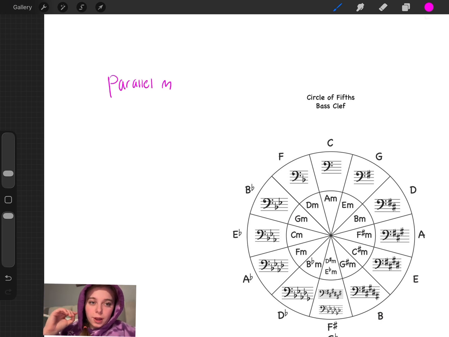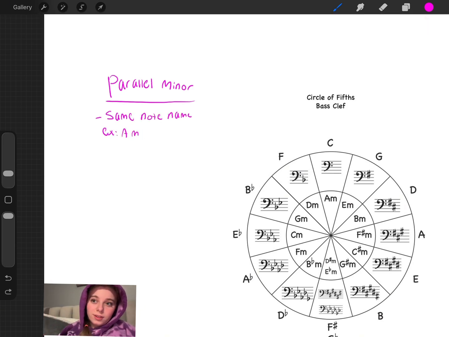Okay, on to some definitions. So, parallel minor. That is the same letter name, but the minor key. For instance, think of A major versus A minor. Those are parallel minors.